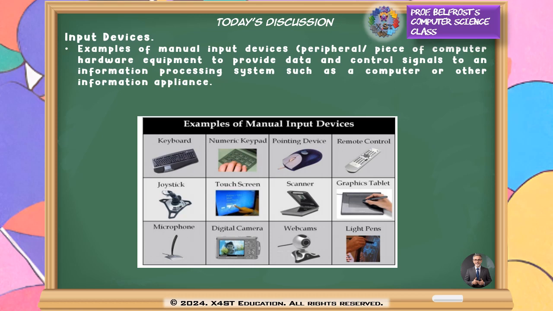Okay, here is the summary of input devices or peripherals that are mostly used in systems like computers and other information appliances. Okay, you have keyboard, numeric keypad, pointing device, remote control, joystick, touchscreen, scanner, graphics tablet, microphone, digital camera, webcams, light pens, maybe more.